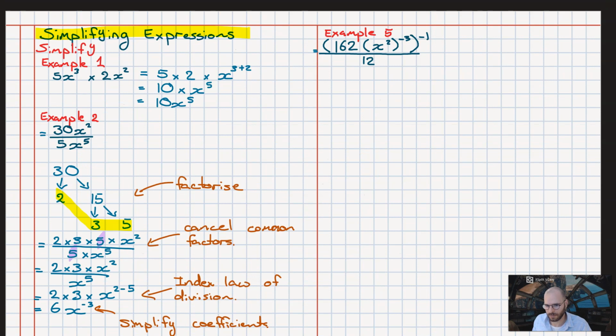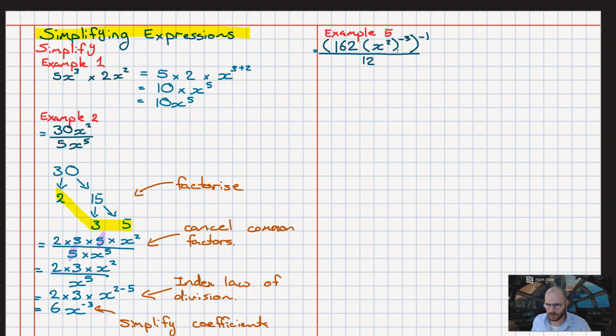Alright, example 5. Here's where we raise the difficulty bar substantially. So we've got 162 multiplied by x squared, where the x squared is in a bracket raised to the power of minus 3, and the numerator itself is all raised to the power of minus 1. Underneath that in the denominator we have a factor of 12. So what we're going to do is use a number of index laws to simplify this expression down the best we can.